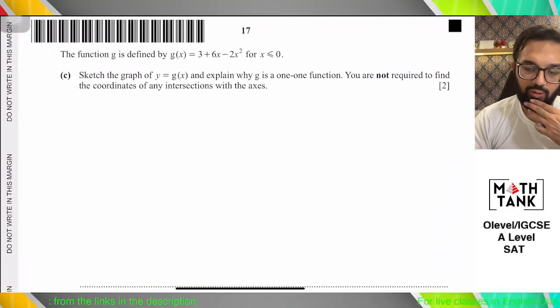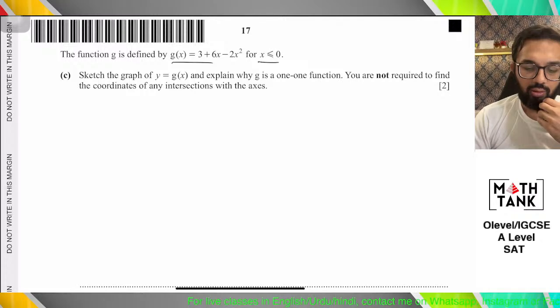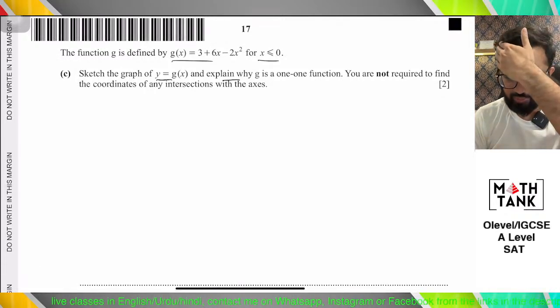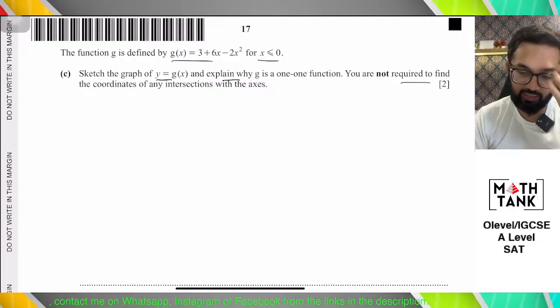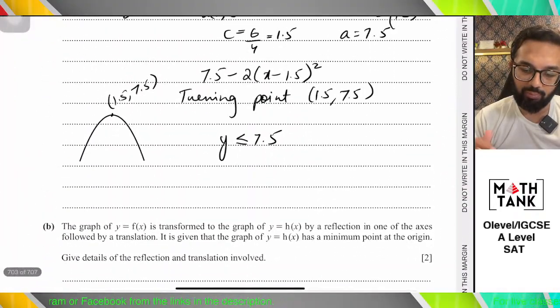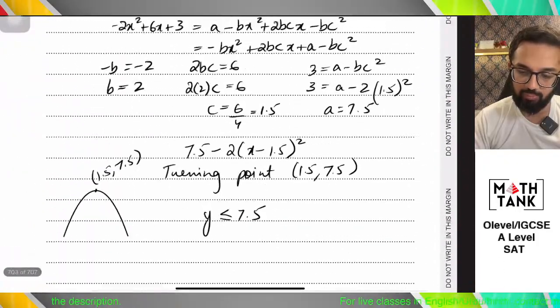Okay, the function g is defined for x less than or equal to 0. Sketch the graph of y equals g of x and explain why g is a one-to-one function. You're not required to find the coordinates of any intersections with the axes. Okay, so it's starting from 0 now, instead of starting from 1.5. So let's find out where it is at 0. Oh, okay, I missed out a question.